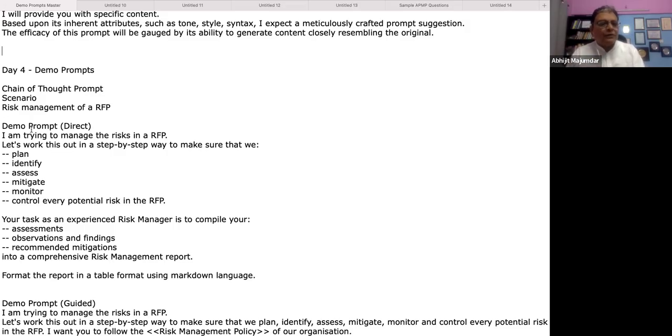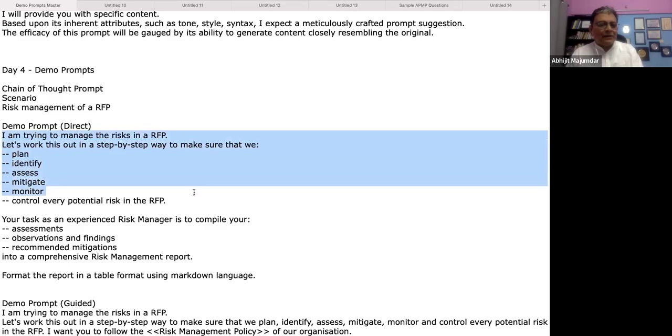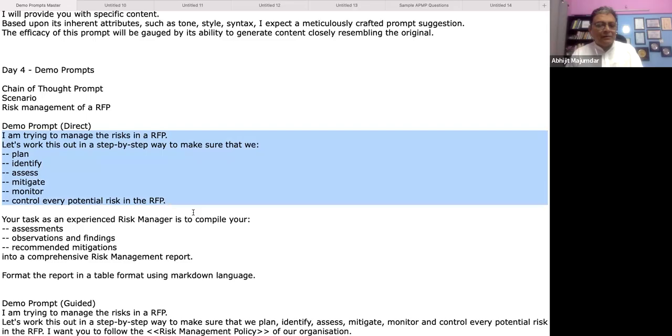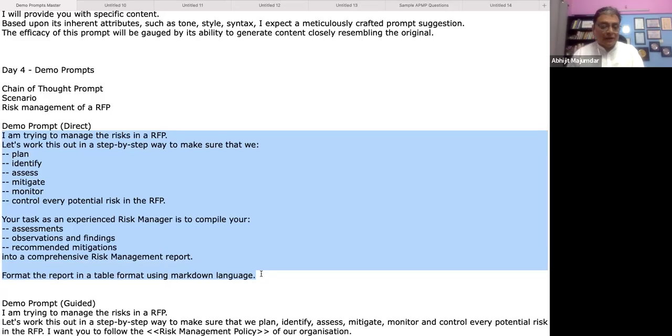So I will take this prompt here. I am trying to manage the risk in an RFP. You are giving the instruction to the LLM to first plan, identify, assess, mitigate, monitor, and control every potential risk in the RFP. Then you are giving it a persona: your task as an experienced project risk manager is to compile your assessments, observations, findings, and recommended mitigations into a comprehensive risk management report. Then you are giving it an output constraint: format the report in a table format using Markdown language.